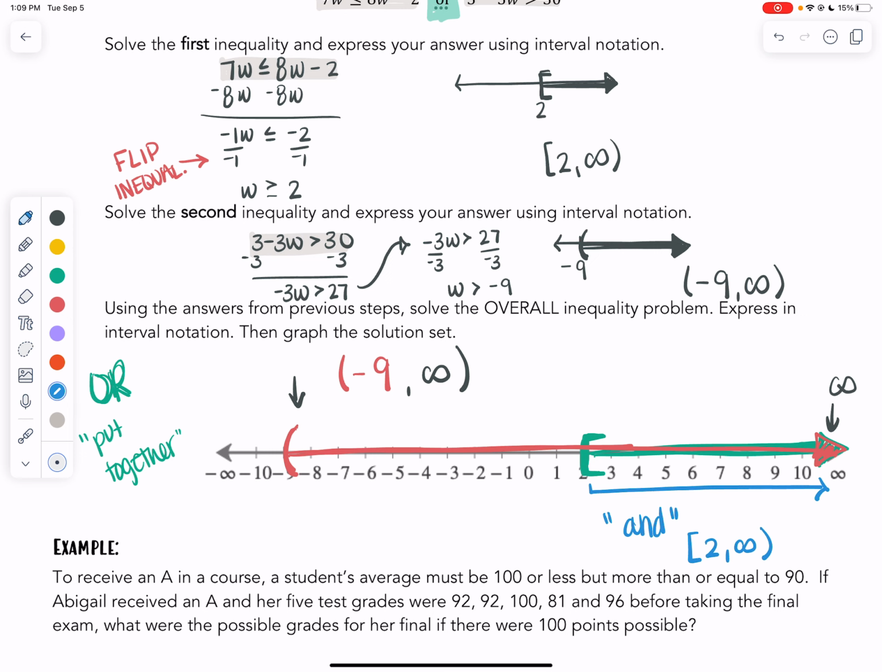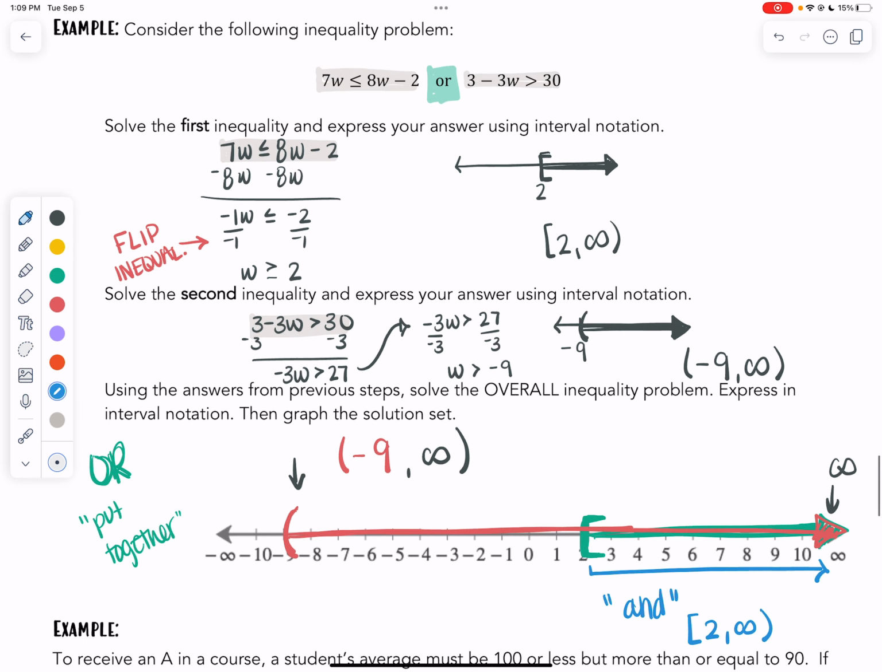So you really have to pay attention to and versus or because that's going to change the overall graph. Everything's the same with step 1, solving, step 2, solving. It's in that step 3 where you have to go back. Am I taking and where they overlap, where they both are, or am I taking or where I'm combining them together? I'm putting the two graphs together.